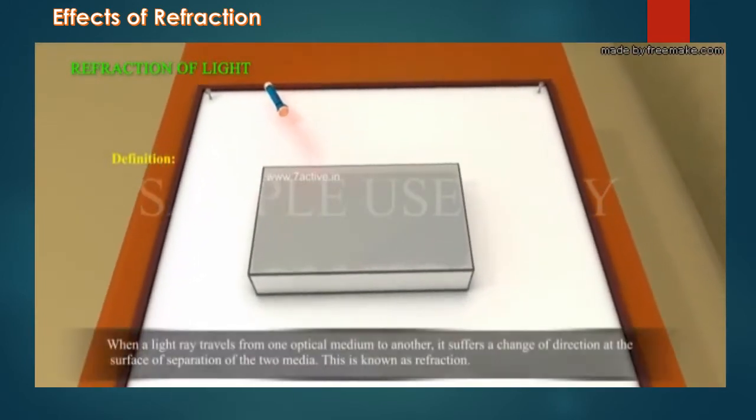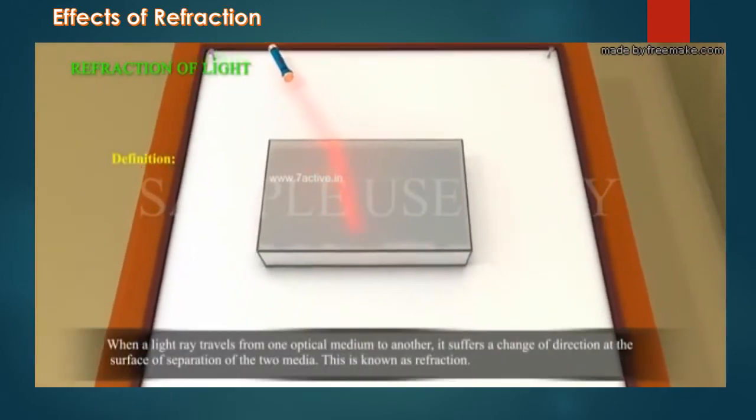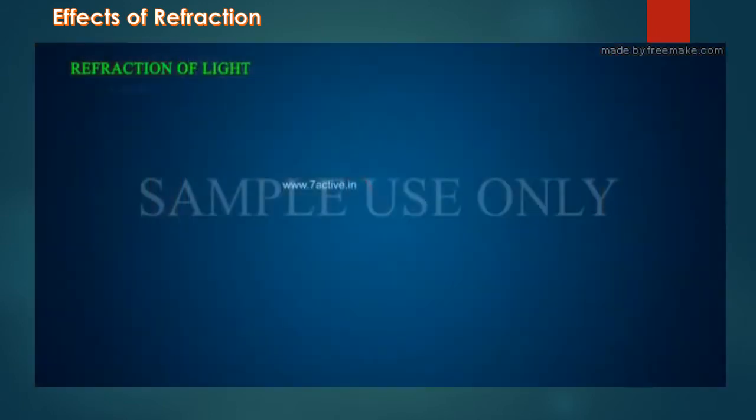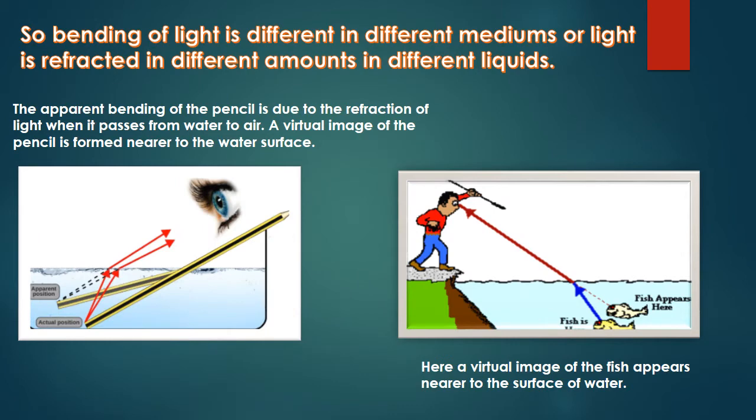Definition: when a light ray travels from one optical medium to another, it suffers a change of direction at the surface of separation of the two media. This is known as refraction.